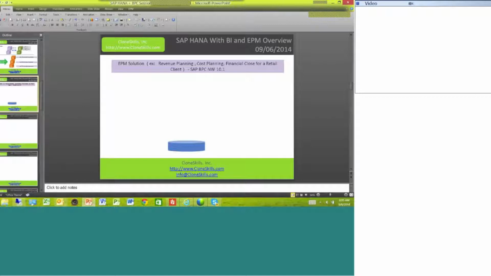Actuals means, let's say I'm talking about GL postings, general ledger postings. Let's say I'm talking about payroll. I need payroll. So what is payroll? That's part of your cost planning, or it could be part of your headcount planning. I need payroll information. So how do we get this information?